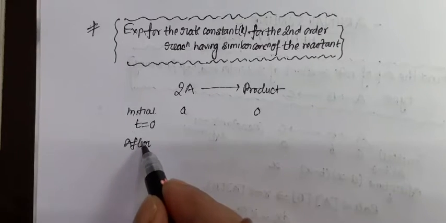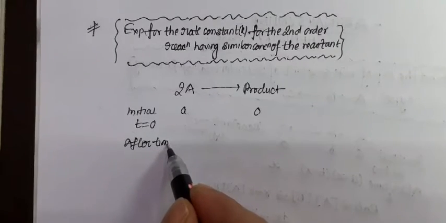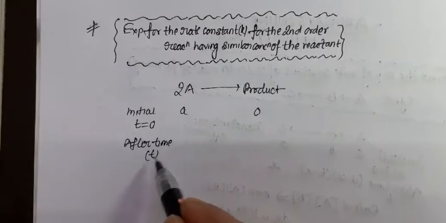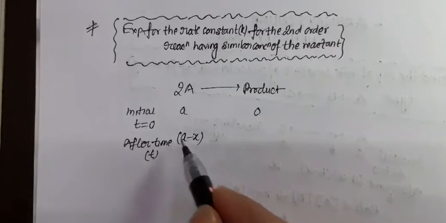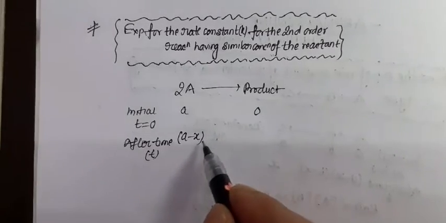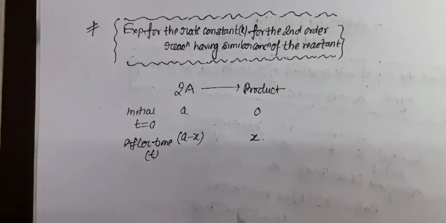After time t, the concentration of reactant changes from a to a minus x and the product becomes x.